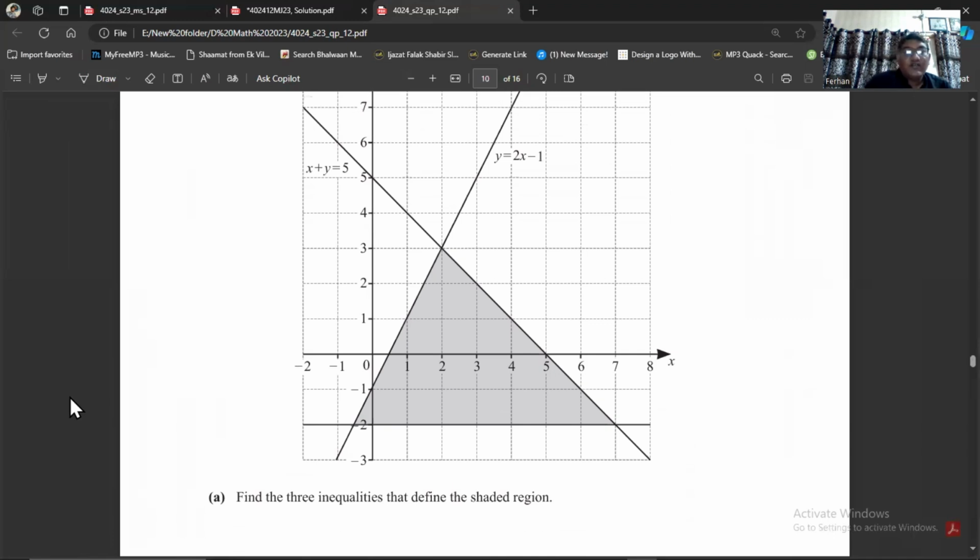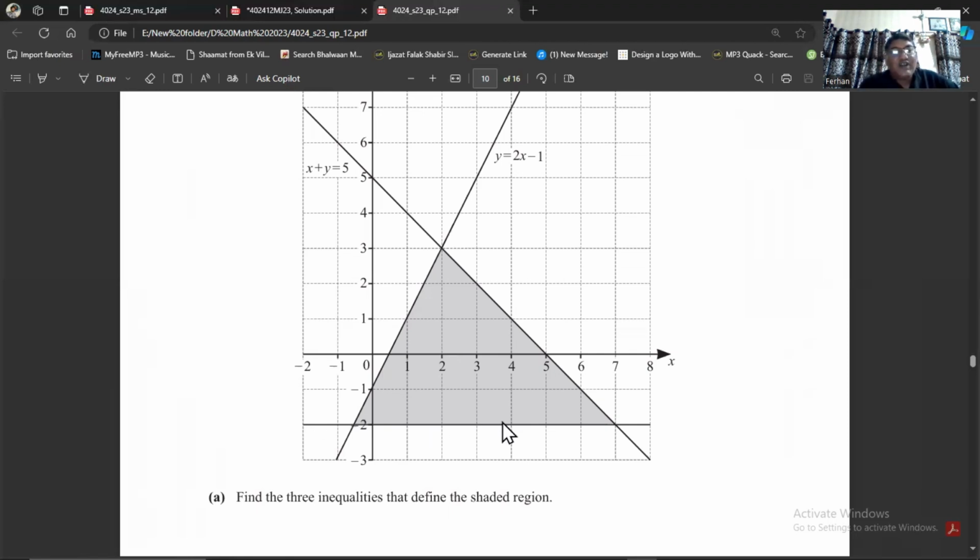Very easily I can tell you, this line is y equals 2x minus 1 because the shaded area is below this line. So the crocodile's back will be towards the y, so y will be less than 2x minus 1. And in this case, this line is x plus y equals 5 because the shaded area is below this line, so the crocodile's back should be towards the positive y. So you will have x plus y less than 5.